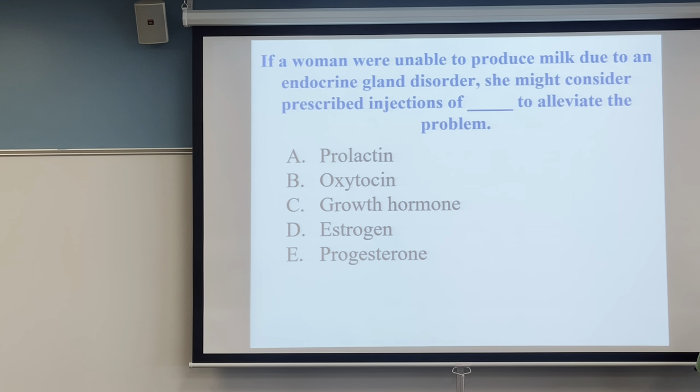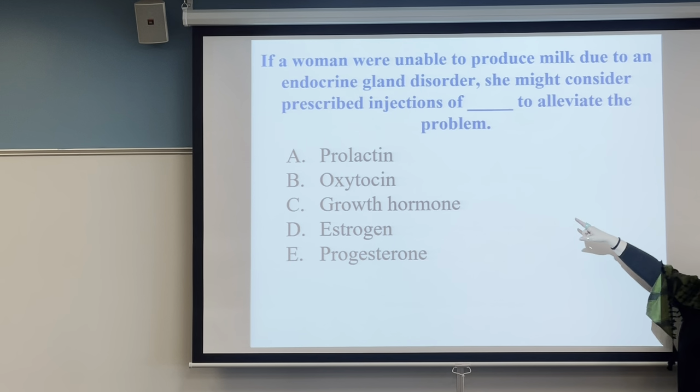If a woman were unable to produce milk due to an endocrine gland disorder, she might consider prescribed injections of what to alleviate the problem? Prolactin. Yeah, so this is a good question to emphasize, prolactin.